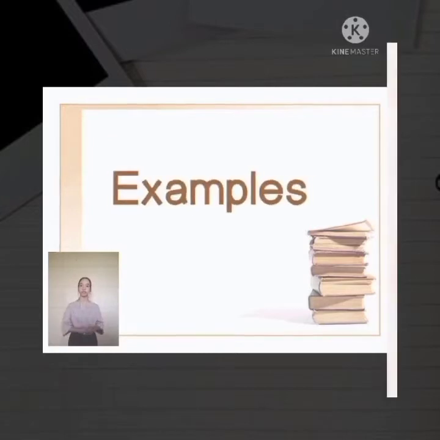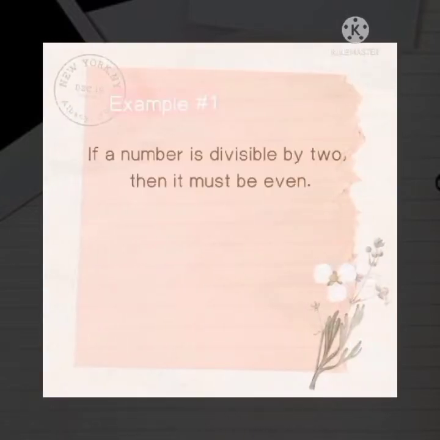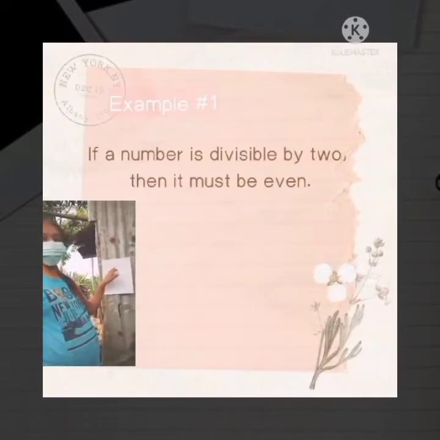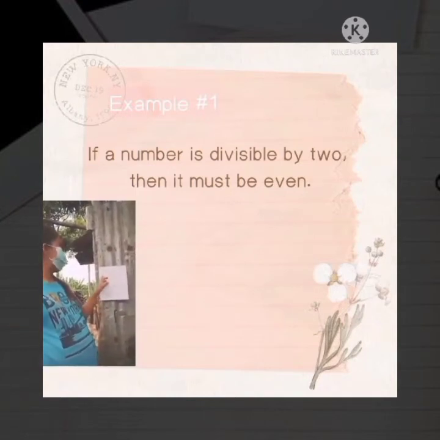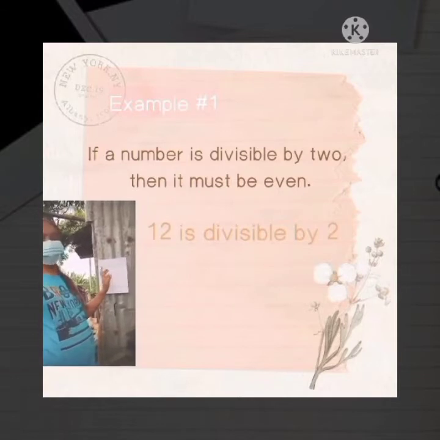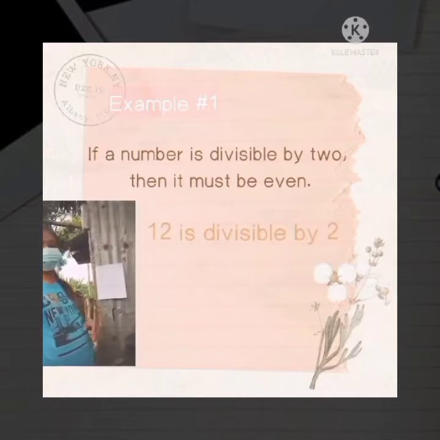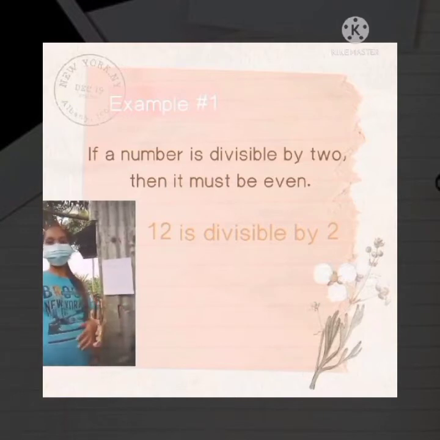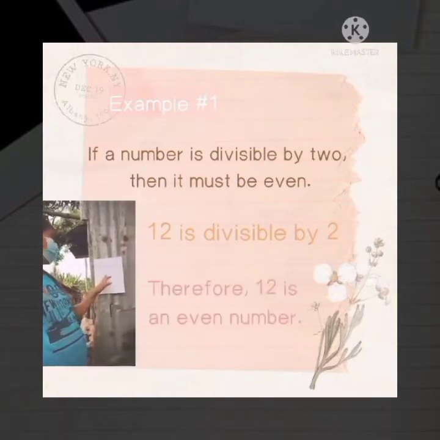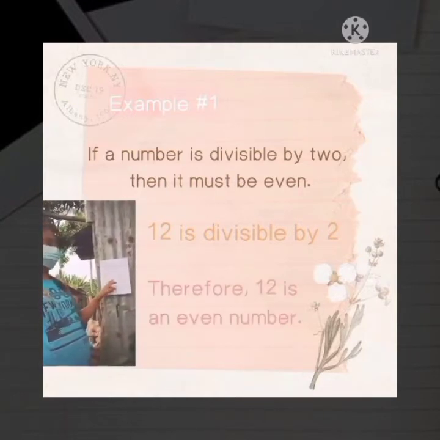For example, example number 1. If a number is divisible by 2, then it must be even. You can use any even number. 12 is divisible by 2, and that is true. Therefore, 12 is an even number.